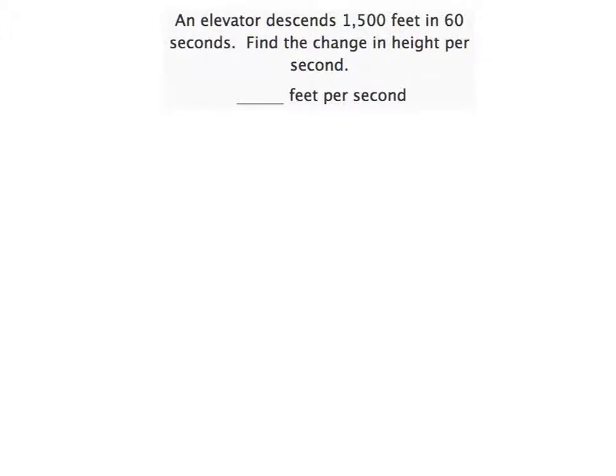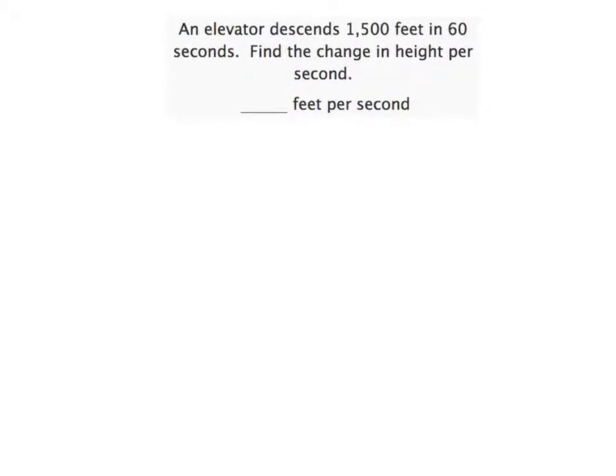For the last one, it says an elevator descends or goes down 1,500 feet in 60 seconds. Find the change in height per second. So we can do this a couple ways. We can say 1,500 feet in 60 seconds.